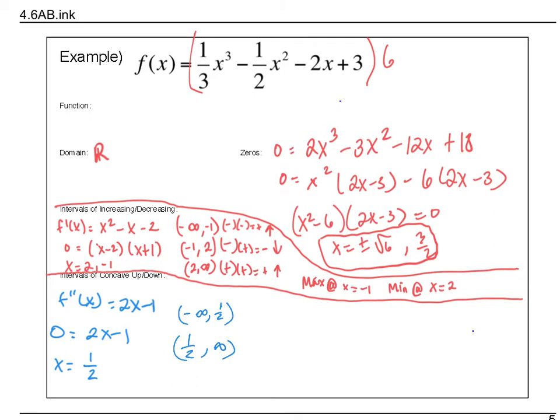If I pick a value such as 0, 2 times 0 minus 1 is negative, and therefore we are concave down. And then if I pick a value such as 1, 2 times 1 minus 1 is positive, concave up. So there's that transitional moment, therefore we do have a point of inflection at 1/2.